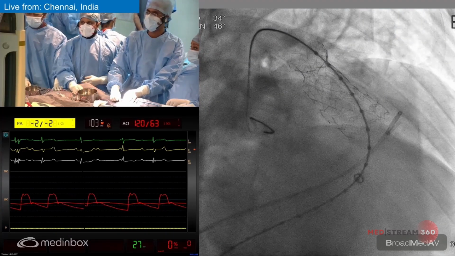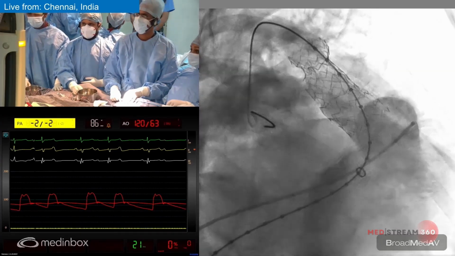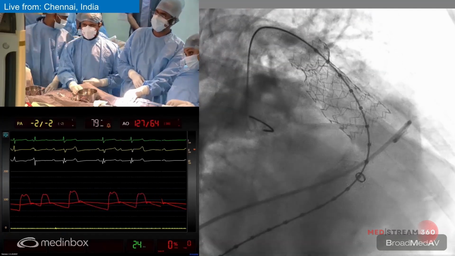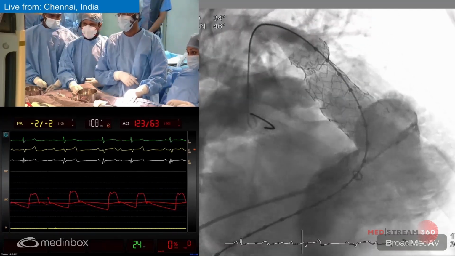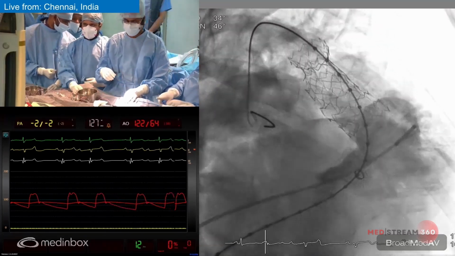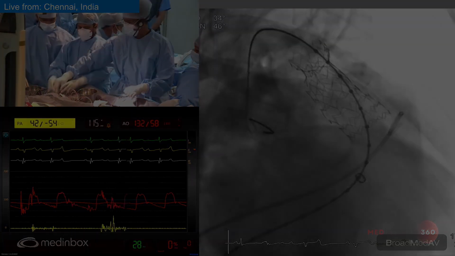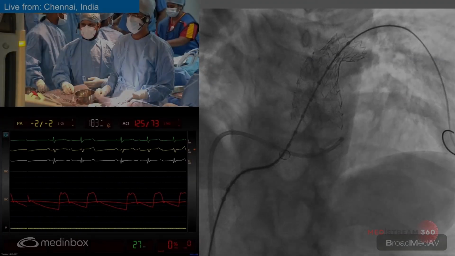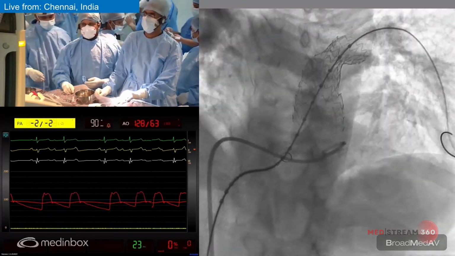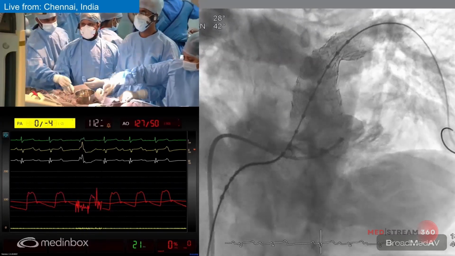Okay, ready for 25 ml at 18 rate? So the right pulmonary artery is filling from the side struts. The main pulmonary artery now has got a stent that is well opposed to all the walls. Now we will go for another injection. So now we are shooting another picture in an orthogonal projection. Yeah, the stent is reasonably well opposed.